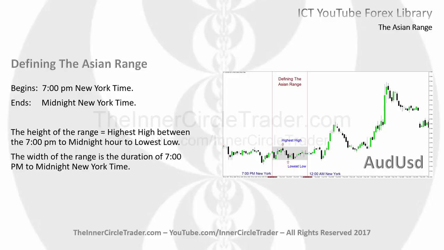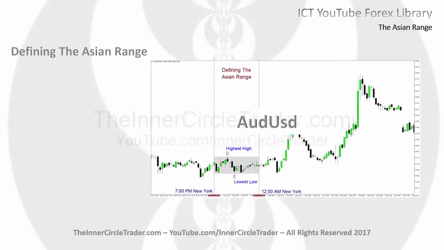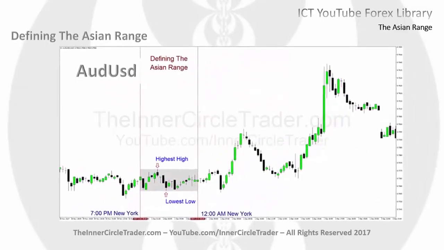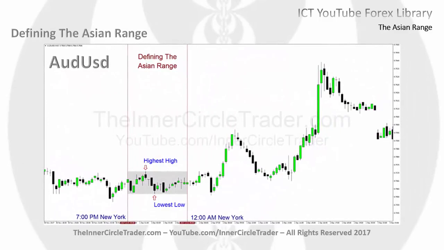The width of the range is obviously the duration of 7 p.m. to midnight New York time. So let's take a look at this chart here, and we'll get a little bit closer and zoom in on it. Okay, and we'll cover some points here. Right away, when you see this, it probably still doesn't give you any kind of insight, and that's fine. But I'm going to build on it and show you how useful it is.